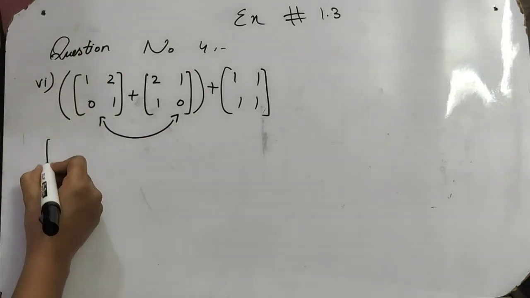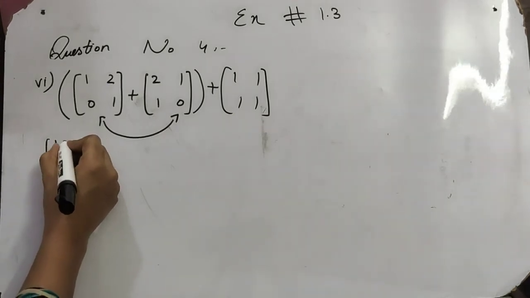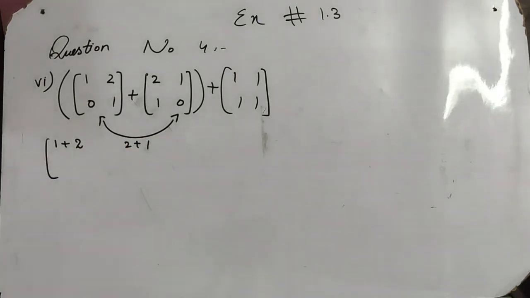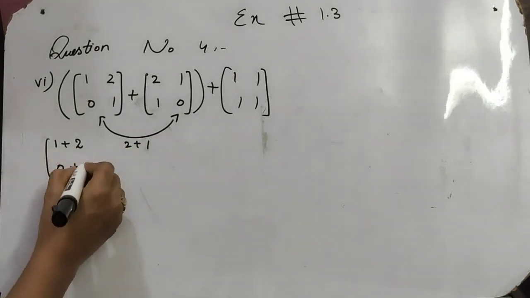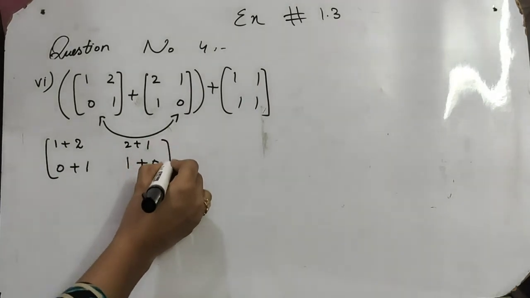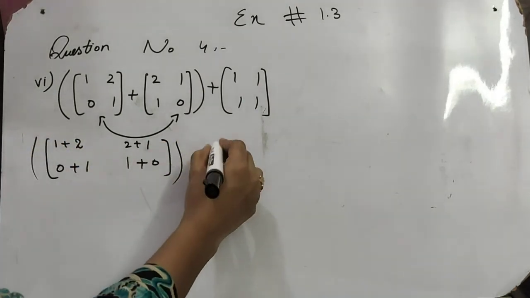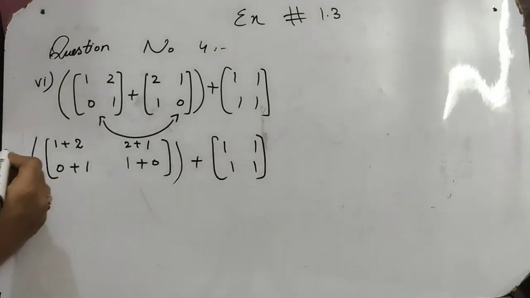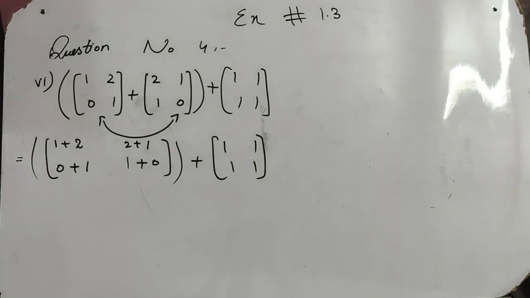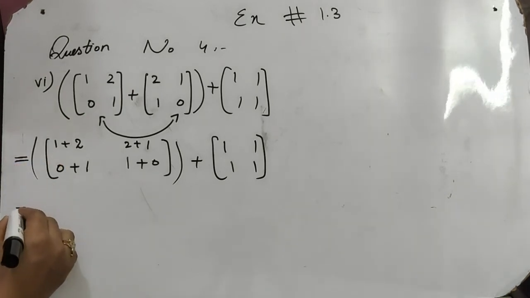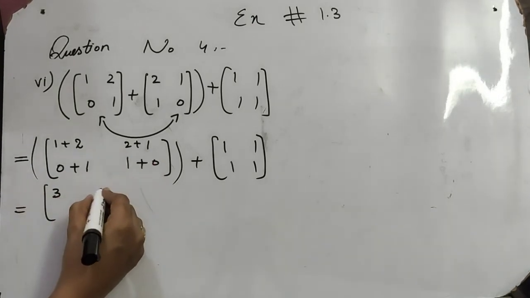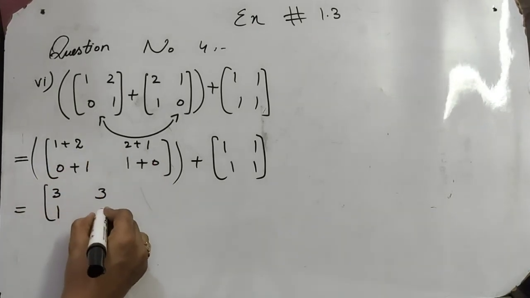So we solve 1 plus 2, 2 plus 1, 0 plus 1 and 1 plus 0, plus [1 1; 1 1]. If we don't use the equal sign, then there is a big mistake, so always use the equal sign. 1 plus 2 is 3, 2 plus 1 is 3, 0 plus 1 is 1, and 1 plus 0 is also 1.